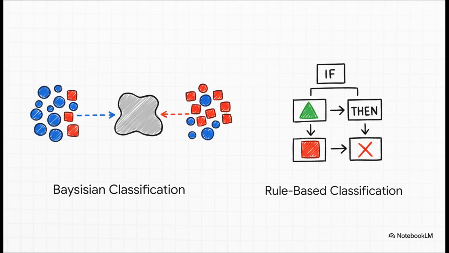Then there are rule-based classifiers, and they do pretty much what you'd expect. They build a set of simple if-then rules from the data. Like if age is youth and student is yes, then buys computer is yes. Super straightforward and often really easy for us humans to read and understand.